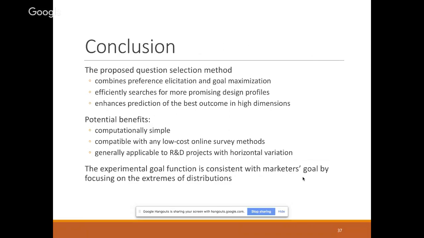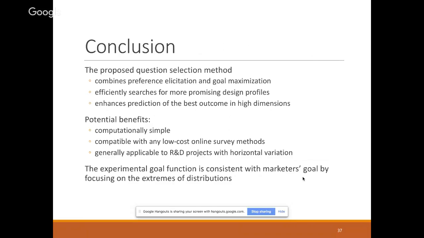Okay, so we proposed a new statistical method to optimize a visual design with high dimensionality. And then we believe that this contributes to the literature and practice by combining preference elicitation method and goal maximization at the same time. And then we showed that it is a very efficient method to figure out the most promising design profile given limited experimental resources. And it also enhances the prediction accuracy of the best performing outcome, especially at the market level.